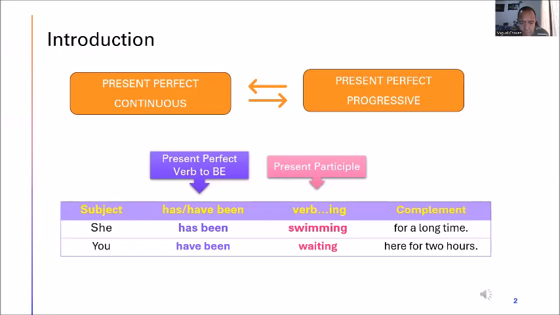The present perfect continuous is made up of two elements: the present perfect of the verb to be, have been or has been, and the present participle of the main verb. Base form plus ing. Look at these examples. She has been swimming for a long time. You have been waiting here for 2 hours.